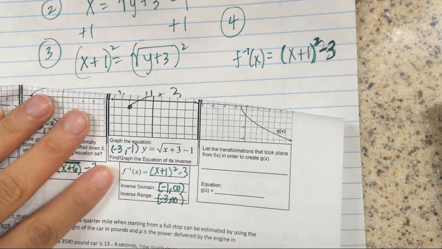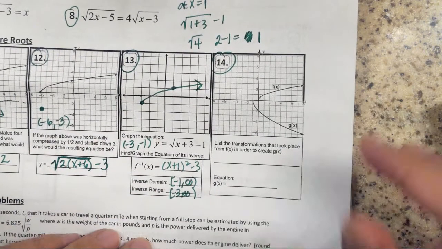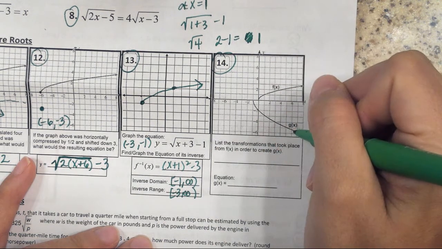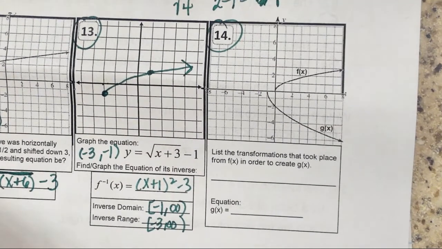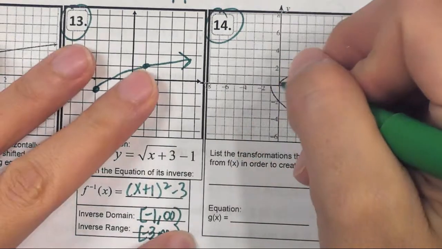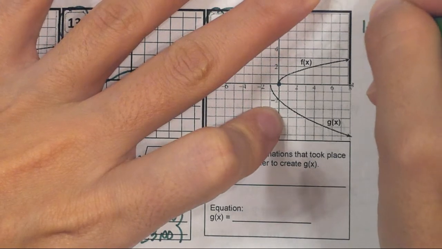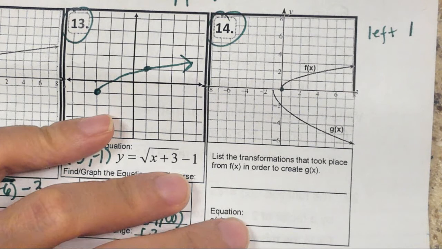All right, last one from this section, number 14. It says, list the transformation that took place from the function f of x in order to create the inverse g of x. So this is your original, and this right here is the inverse. So first, let's look, what did the vertex do? The vertex, all it did was go left 1. Y'all see that?